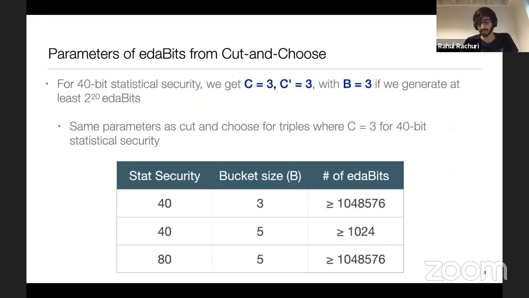So analyzing this game gets us the following parameters. For 40-bit statistical security, we found that we only have to open 3 ERA bits and 3 sets of tiny OT triples if we have a bucket size of 3 and we generate ERA bits in the order of 1 million. This is analogous to the original cut and choose game for multiplication triples, where we have to open 3 multiplication triples for 40-bit security.